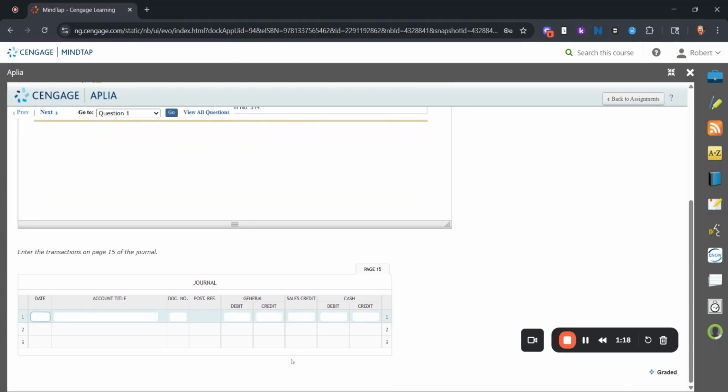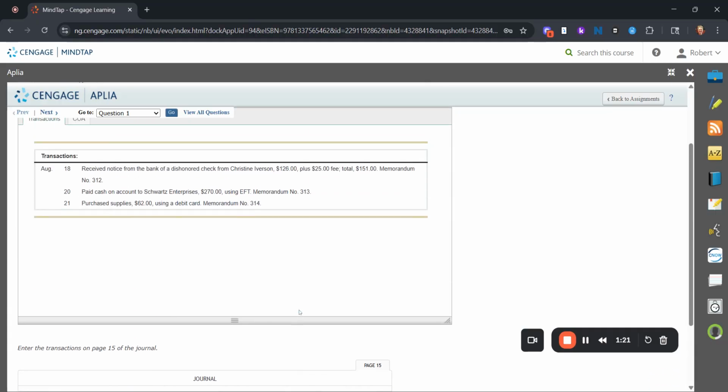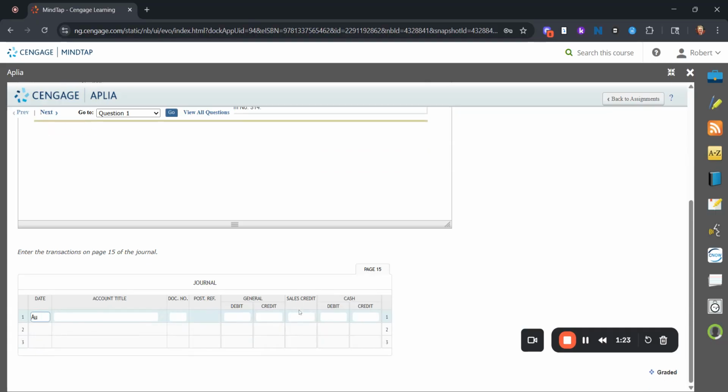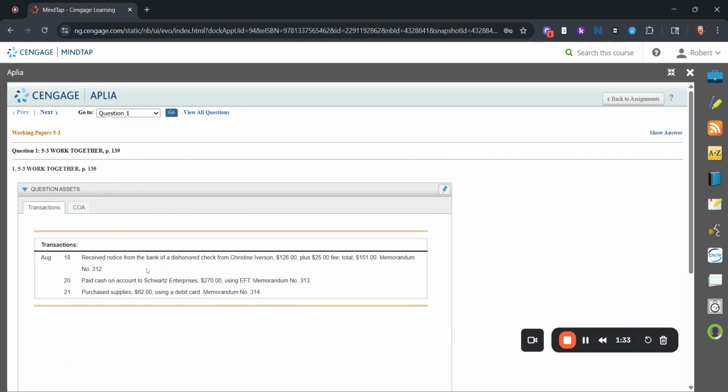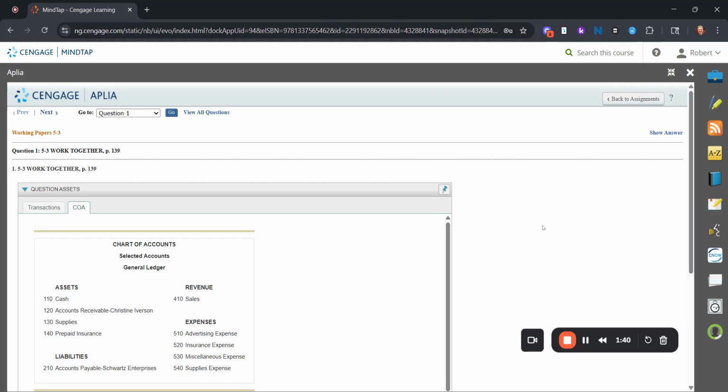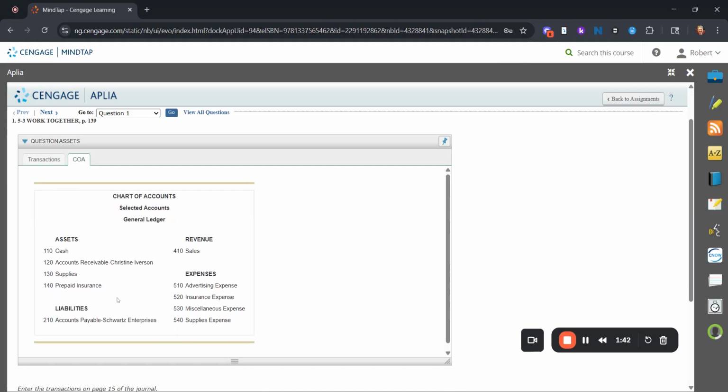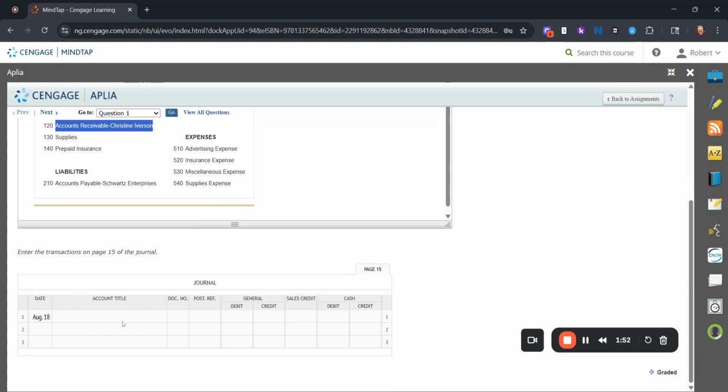So we'll start with the date, August 18th. And you can check your chart of accounts to see what the official account title is going to be for Christine. So chart of accounts, and let's find Christine's name on here somewhere. That's right here in their assets. It's an accounts receivable, Christine Iverson. So that's the title we're going to use.